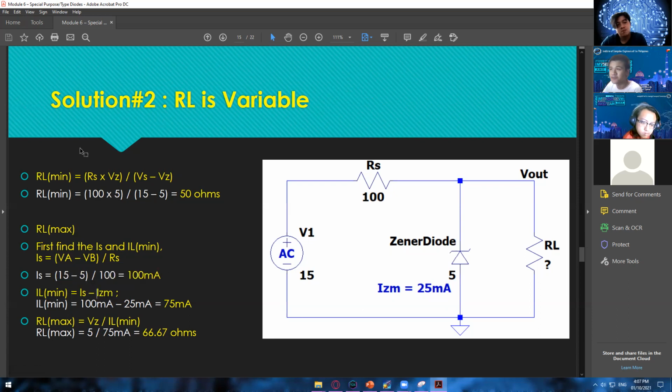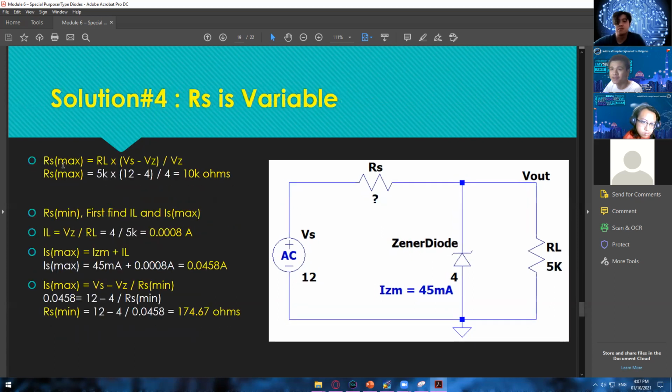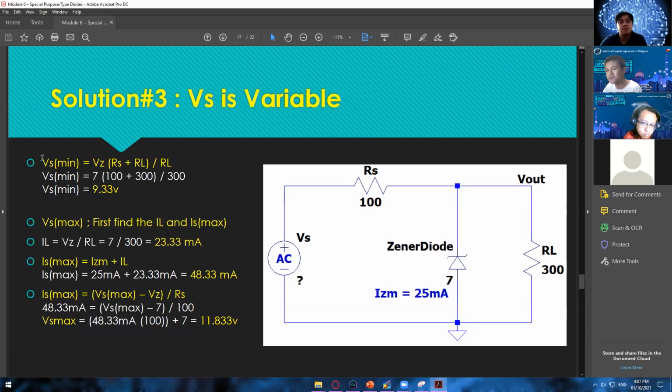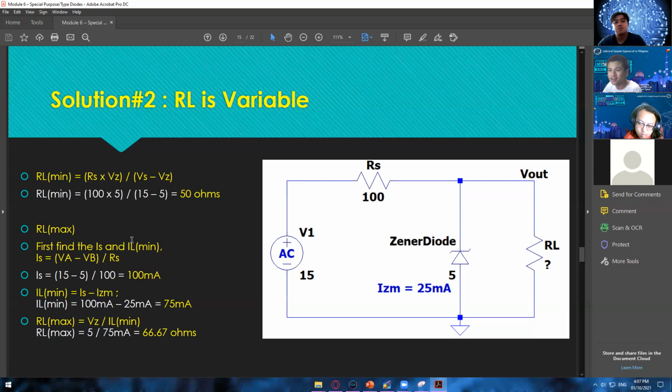If you take a look at this one, we have RL min, RL max, and we have VS min and VS max. But in RS as a variable, they solve first the RS max before the RS min. So I could not say that you have to find the min first before the max for the missing variable. My advice is to familiarize yourselves with how they came up with this one.